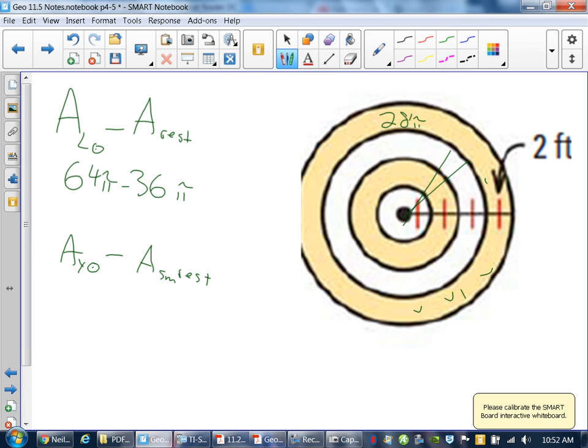Each one of those chunks is 2. 2, 4, 6, 8. 8 squared is 64. Do the same thing with the inner circle. 2, 4. This has a radius of 4. Squared is 16. So the other one will be 16 pi, and subtract out the 2, which gives you an area of 12 pi. So what's the total area of the stuff in yellow? 40 pi. That's a lot of pi.